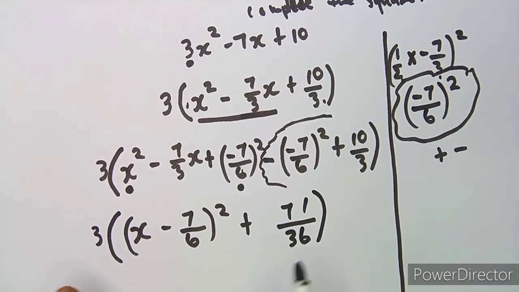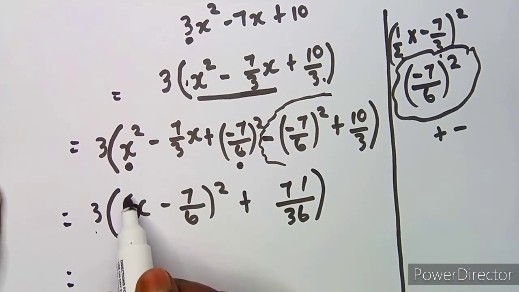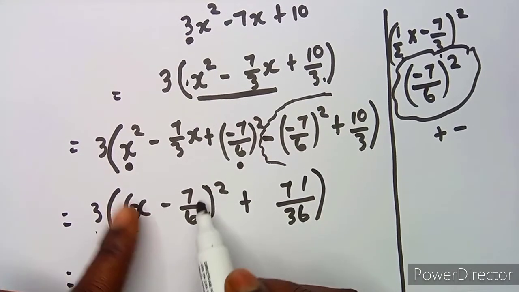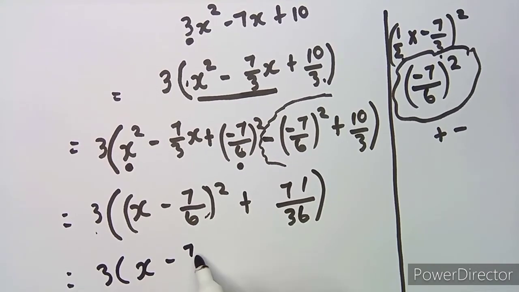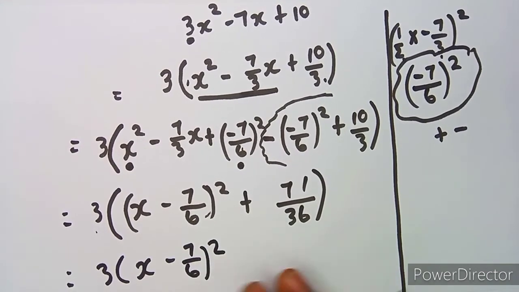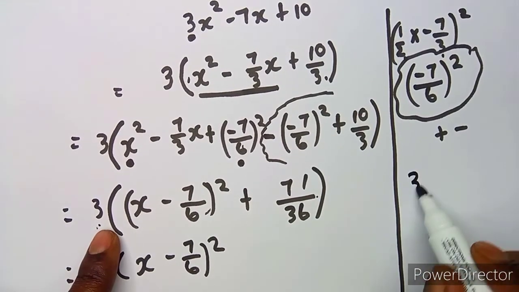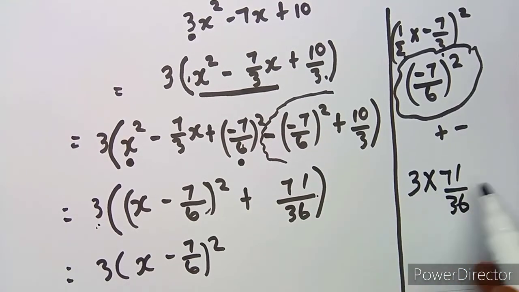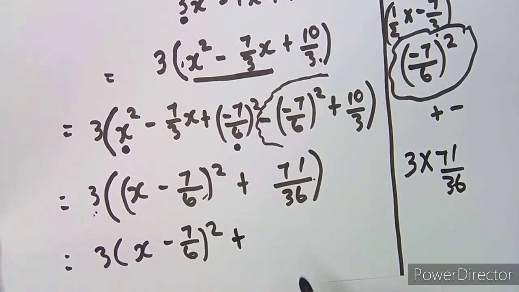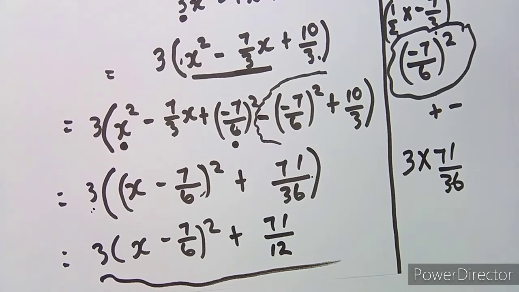But there's a bracket there, and there's a 3 outside of the bracket, so just expand by that 3. It's going to be 3 times, but this bracket has a square, so this 3 cannot enter the bracket. It's just 3 into x minus 7 over 6 squared, just like that. The 3 here multiplies this fraction, so it's 3 times 71 over 36. From your calculator this is going to give you plus 71 over 12. So that's it, guys. You've completed the square.